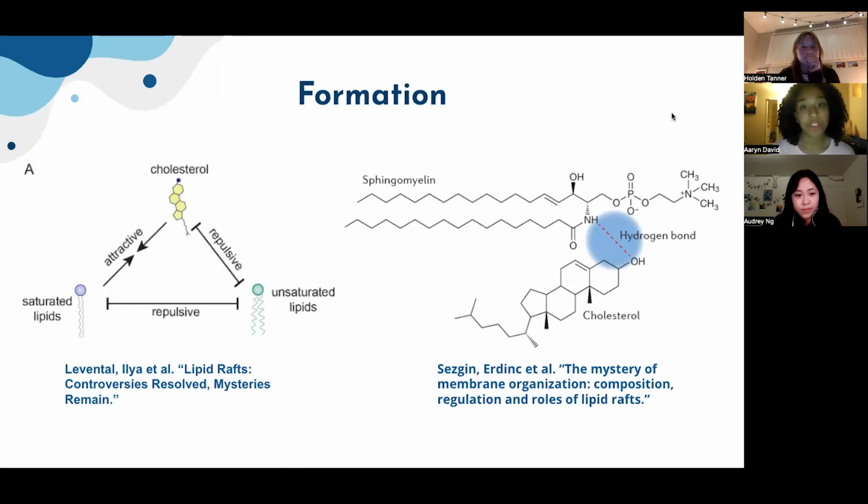whereas they have repulsive interactions with the unsaturated lipids. There's also a preferential interaction between sphingolipids and sterols due to the saturation of sphingolipid hydrophobic tails, but also to the hydrogen bonding between these lipid species. The amide of the sphingolipid backbone can act as both an acid and a base and donate and accept hydrogen bonds.